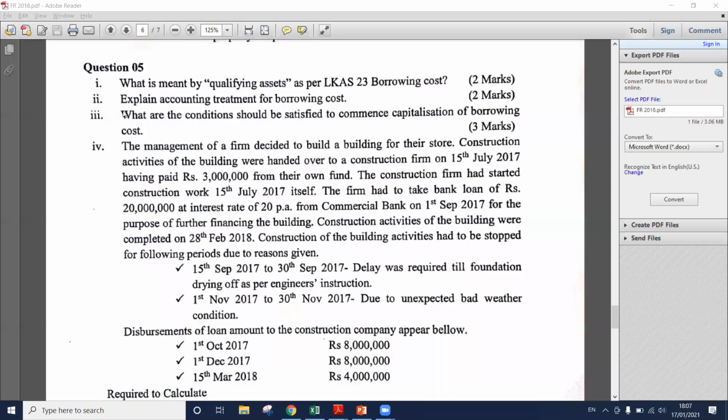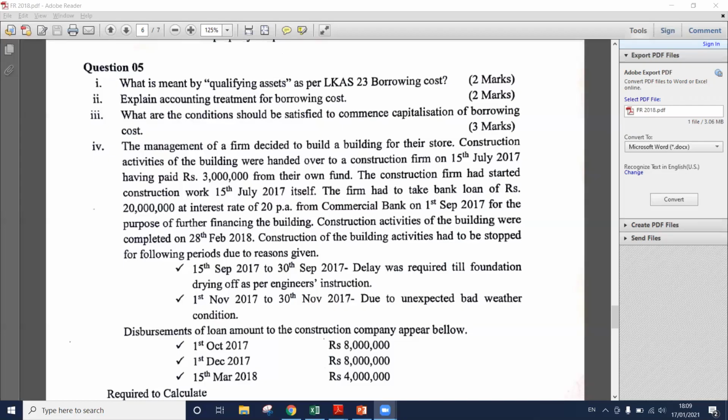Part 2, what does it ask? Explain the accounting treatment. So what is the accounting treatment? Borrowing costs that are associated with the acquisition, construction, or production of a qualifying asset need to be capitalized. All other borrowing costs need to be expensed. So that is the accounting treatment.